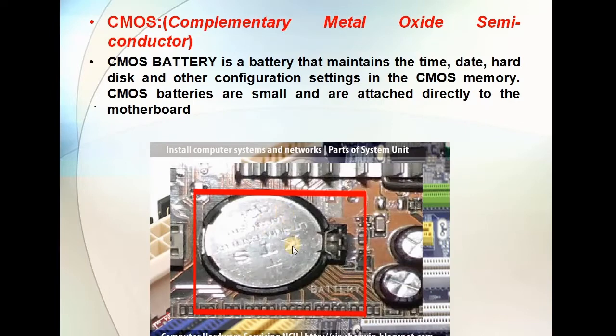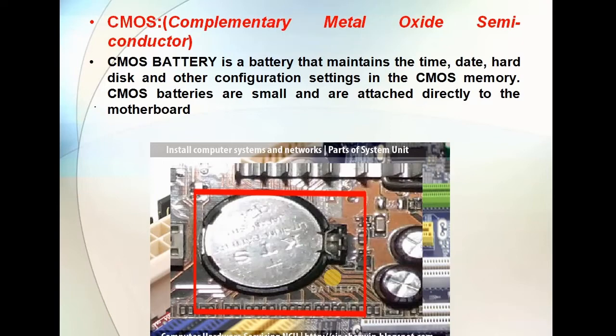Here you can see a clearer picture of a CMOS. It's like a small cell, or a small battery basically, and it maintains the time, date, hard disk and other configuration settings in the CMOS memory. Basically for the BIOS, or basic input output system, the required information will be maintained by the CMOS batteries, which are small and attached directly to the motherboard. They are mounted on the motherboard, very small in size and easily available in the market.